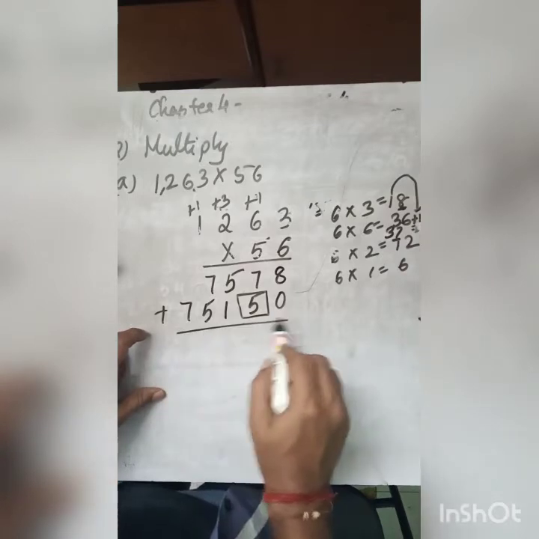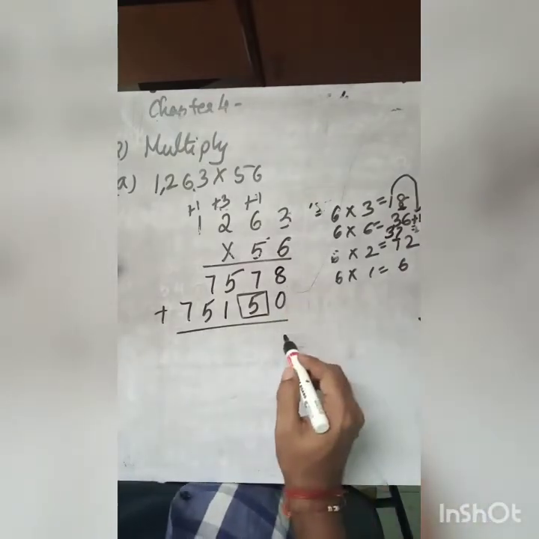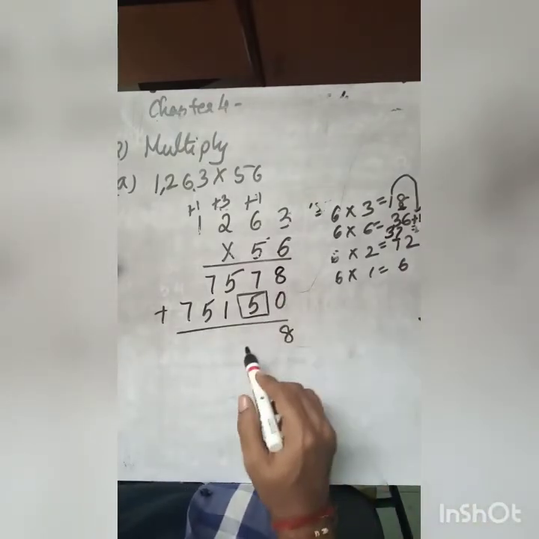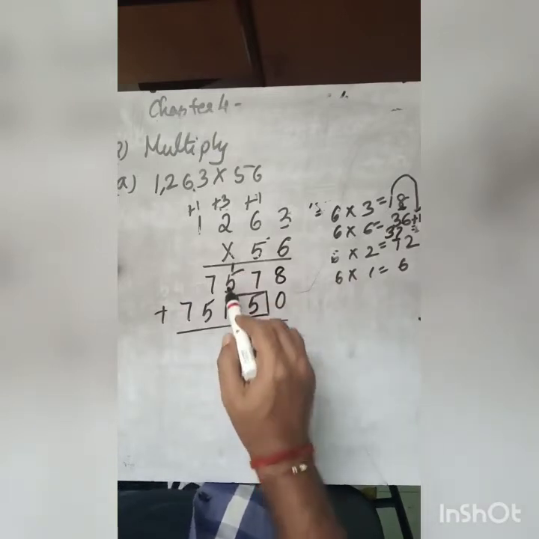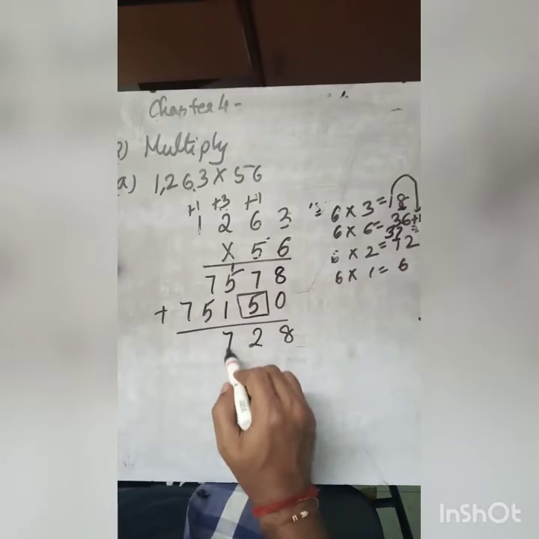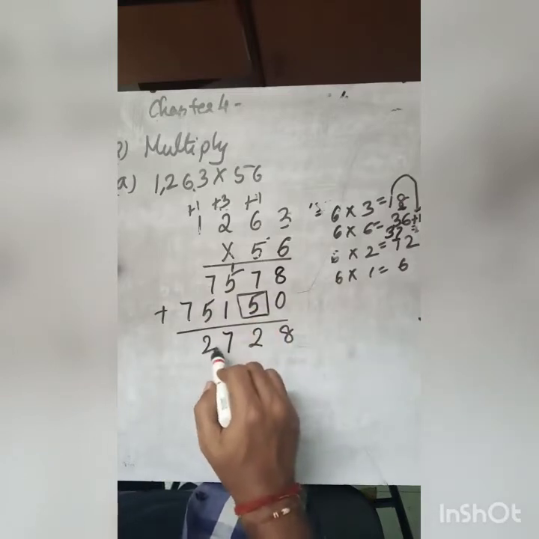5 1s 5, plus 1 is 6. I need to do the addition of this. So 8 plus 0 will give me the answer 8. 7 plus 5 will give me the answer 12. That is 2, carry 1. 5 plus 1, 6 plus 1, 7. 7 plus 5, 12, will be 2, carry 1.